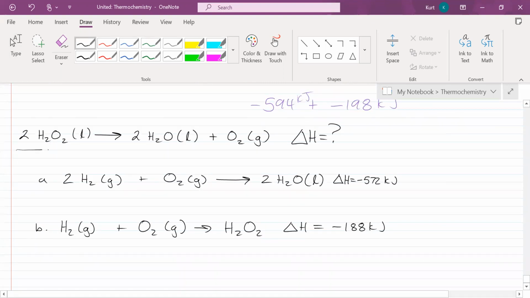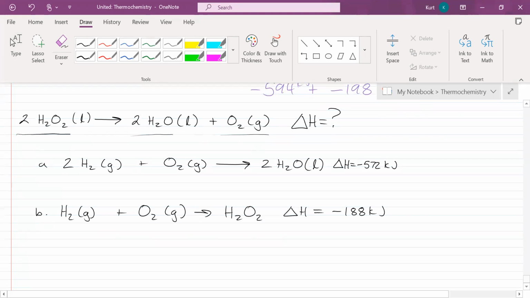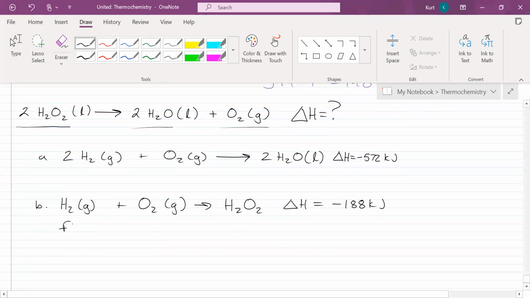We have hydrogen peroxide as a reactant. We have water as a product and oxygen as a product. Which equation has our hydrogen peroxide? Equation A or equation B? B. Where do you see peroxide? It's a product side. So what do we need to do with B? Flip B. So do that now.